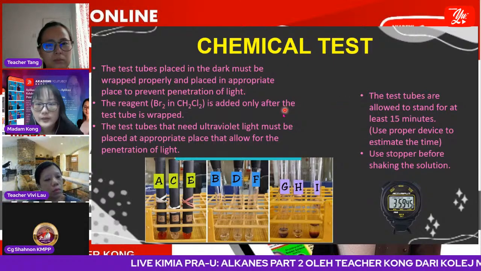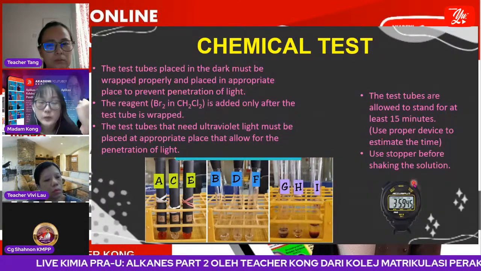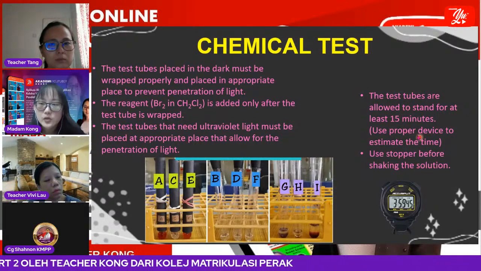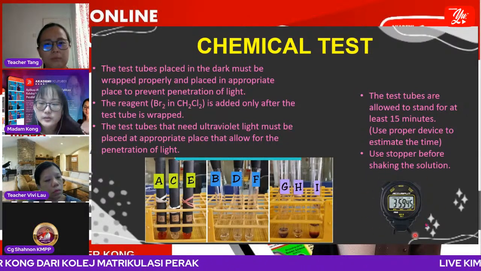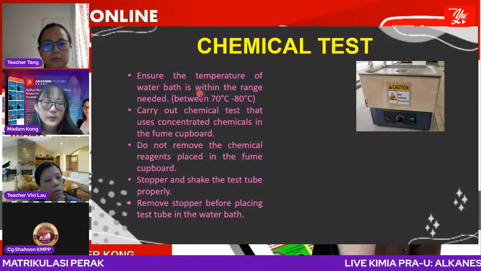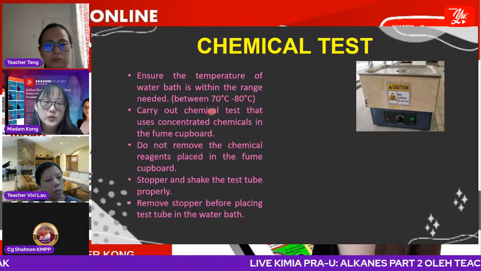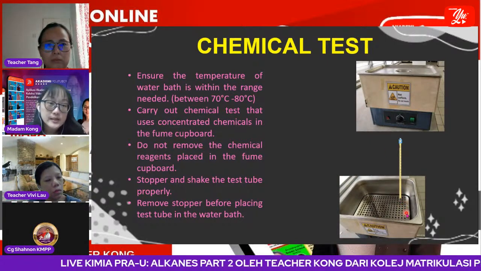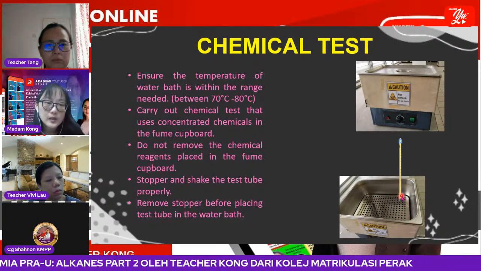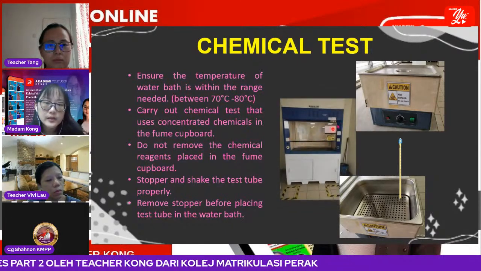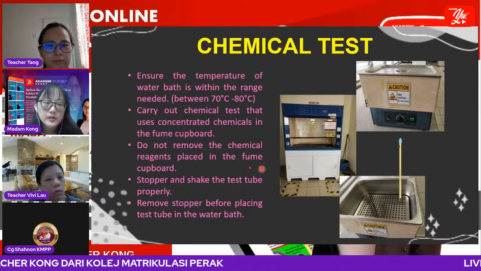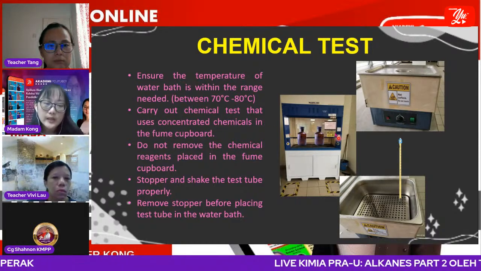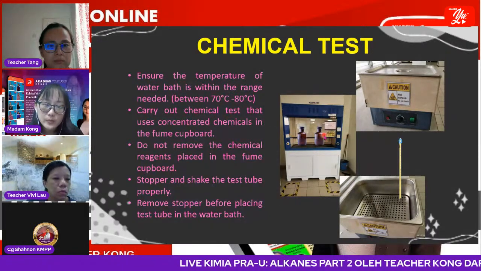Okay, and then everything you have to start, because you have to take the time to check the observation, so at least allow them to stand for 15 minutes. So use a proper device, for example, this is a stopwatch. And then for part B, you have to put the test tube into a water bath. The range is around 70 to 80 degrees Celsius. While you carry out this chemical reaction, you had better be inside the fume cupboard because it involves concentrated chemicals. And do not remove any chemical reagent from inside the fume cupboard.